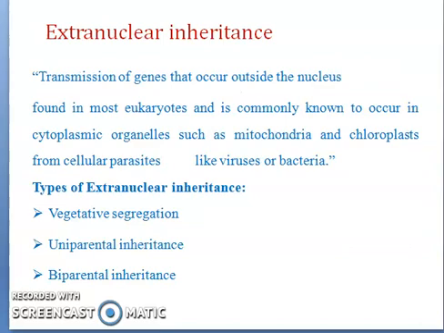Extra nuclear inheritance. This is the transmission of genes that occur outside the nucleus, found in most eukaryotes, and is commonly known to occur in cytoplasmic organelles such as mitochondria and chloroplast, or from cellular parasites like viruses or bacteria. There are different types of extra nuclear inheritance. Majorly there are three types: the first is vegetative segregation, second is uniparental inheritance, and third is biparental inheritance.